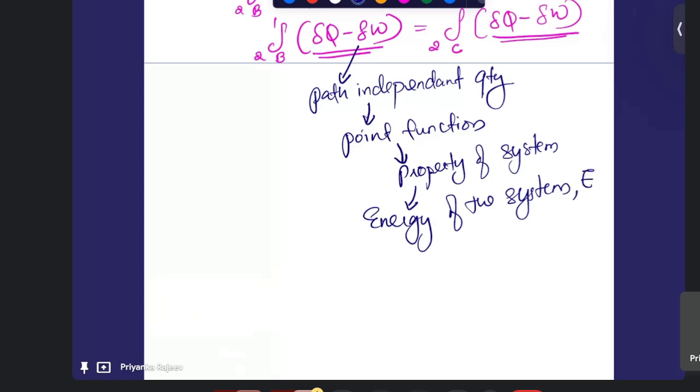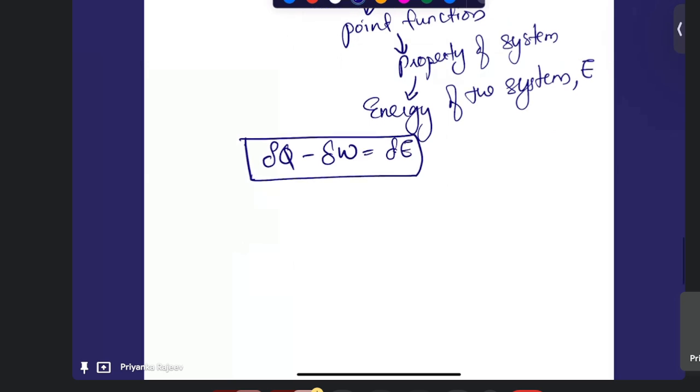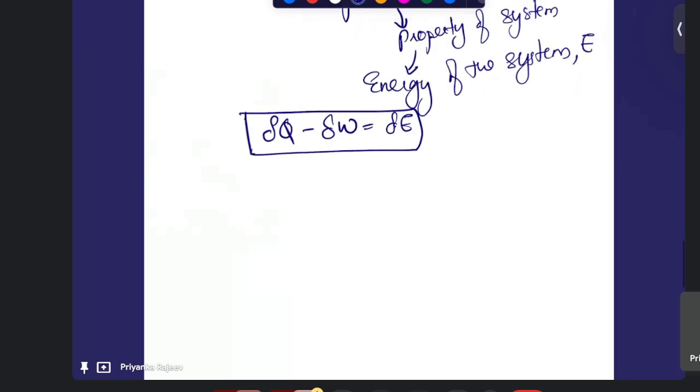Okay. This is that property that we are seeing. So we can write delta Q minus delta W equal to delta E. This is how we are getting the first law of thermodynamics. So the first law states that the cyclic integral of heat is proportional to the cyclic integral of work in a cyclic process happening in a closed or constant mass system.